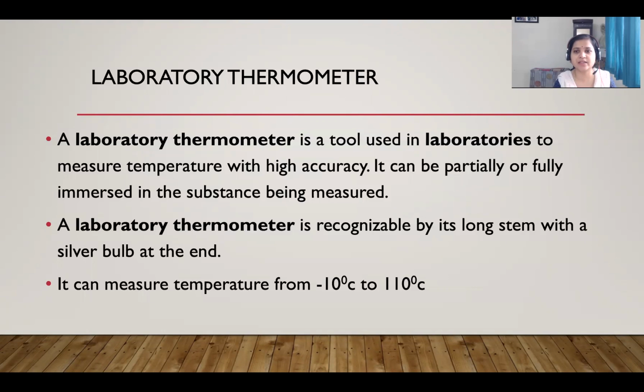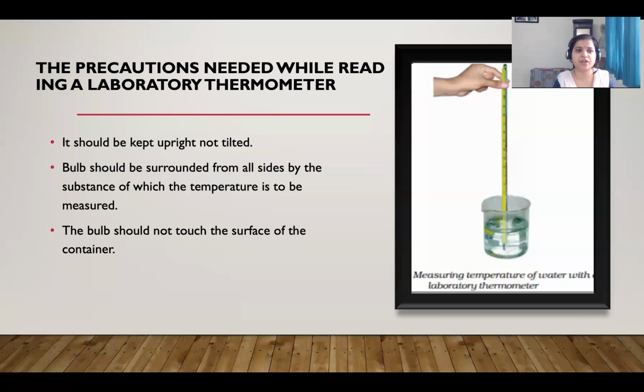So what precautions should be taken while reading the laboratory thermometer? When you take a measurement with a laboratory thermometer, it should be kept upright. You can see in the picture, it should not be tilted. It should always be kept upright. Understood? And the bulb should be surrounded by the substance on all sides. It should be covered with the substance whose temperature is to be taken. Understood? And it should not touch the bottom of the container. Here you can see it is not touching the bottom of the container.